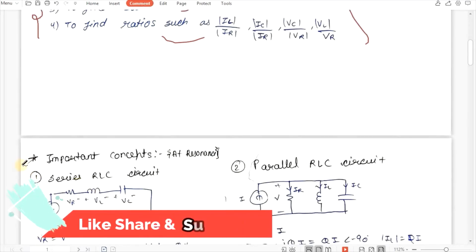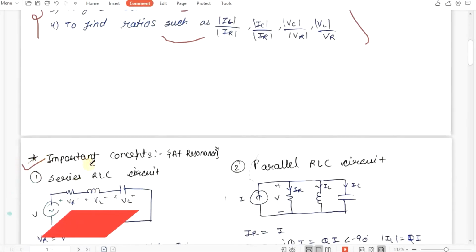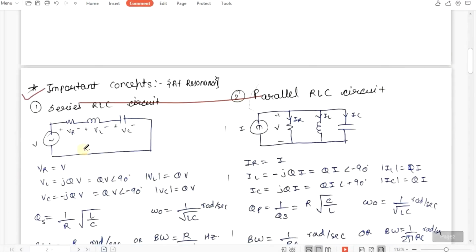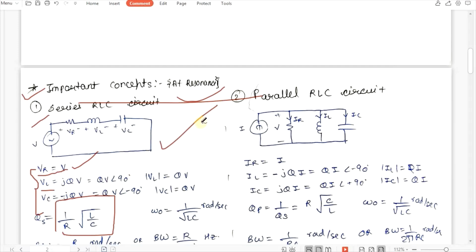Now let's move on to the concepts that are required to solve this type of sum. Considering that our circuit is in resonance, in a series RLC circuit, you will get your resistor voltage equal to V. Your inductor voltage will be equal to jQV. This Q is the quality factor whose value is 1 upon R under root of L by C for a series RLC network. You have seen the same thing in the resonance part also, but here we have considered that our circuit is operating at omega equals omega naught, basically at resonance. So this formula is valid only when your circuit is operating at resonance.